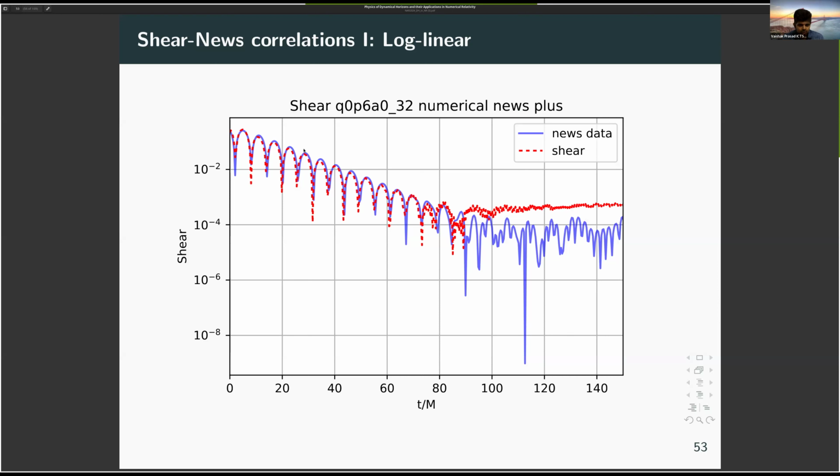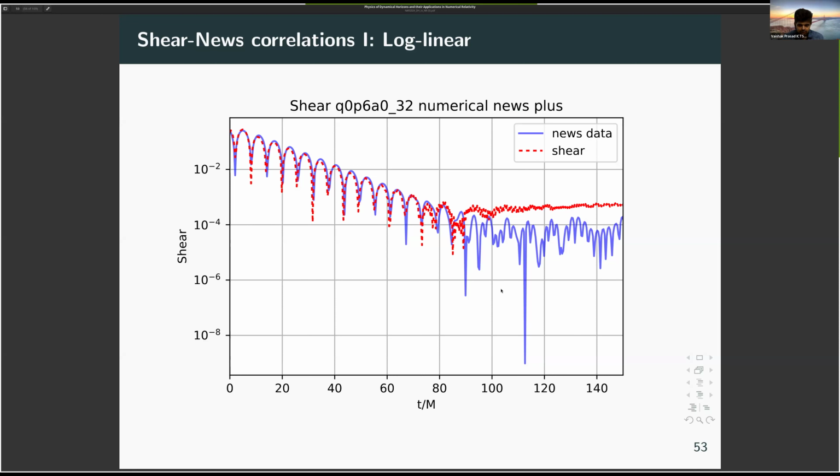And they have also been suitably time shifted and aligned because the News takes certain time to reach the extraction sphere, and the horizon is in the interior. So once you do all that, you see that the phasing of the two agree very well, and the slope of this, the decay pattern, agrees quite well with the dominant quasi-normal mode.